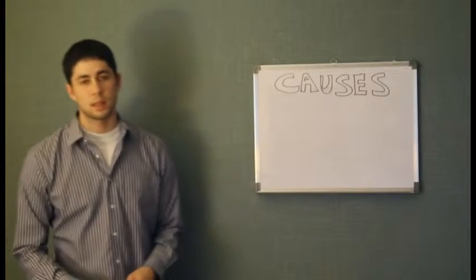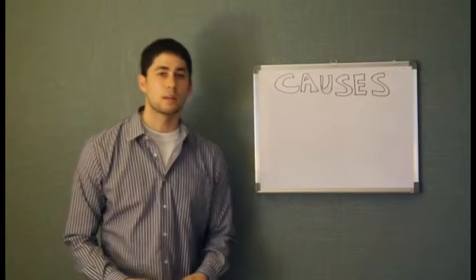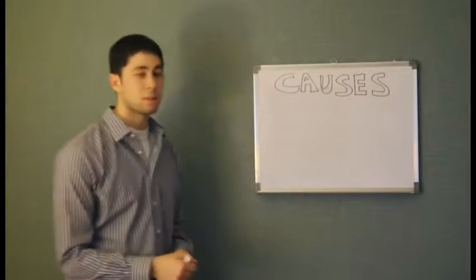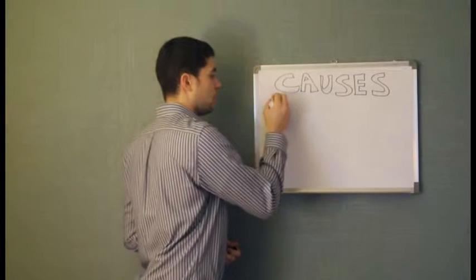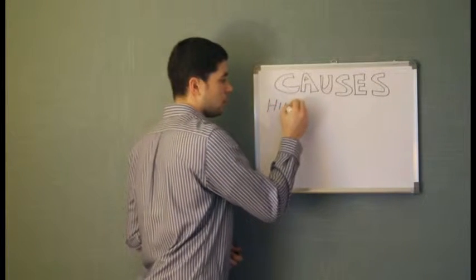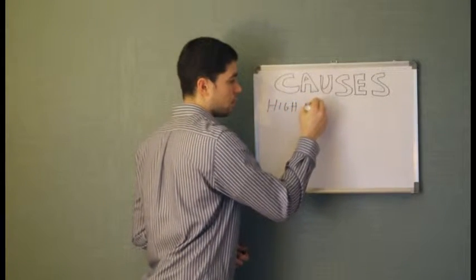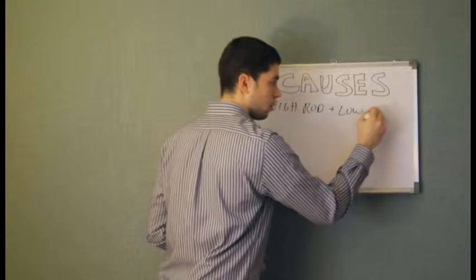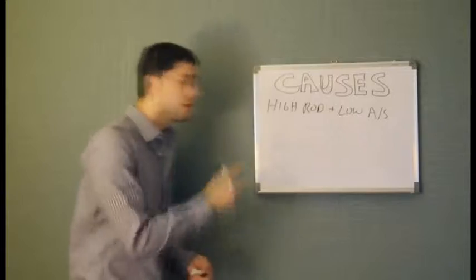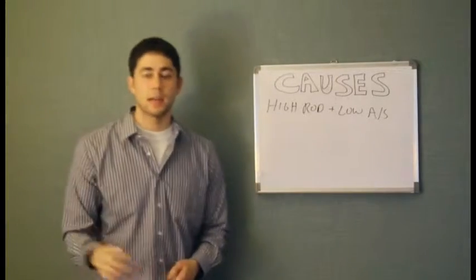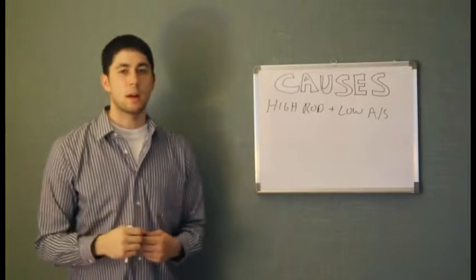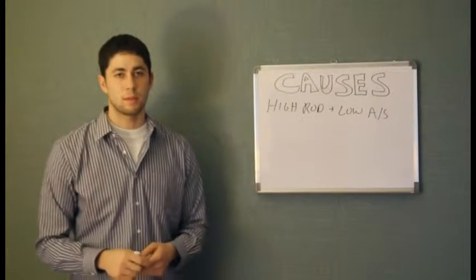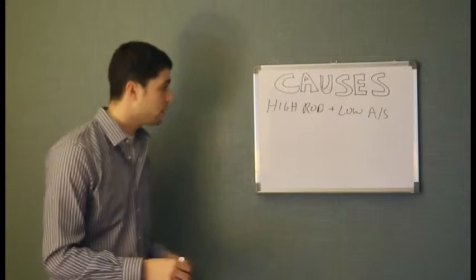So what causes settling with power? Well, there's a couple things. First, high rate of descent and low airspeed. In this situation, we're descending fast enough and slow enough that we're not leaving the vortices that we're creating behind us.